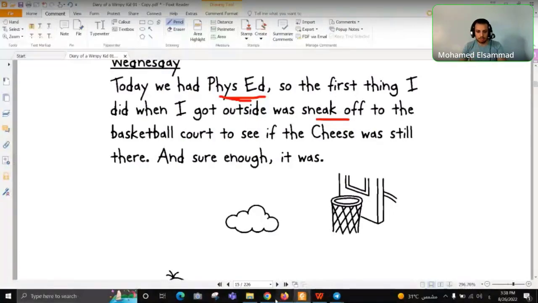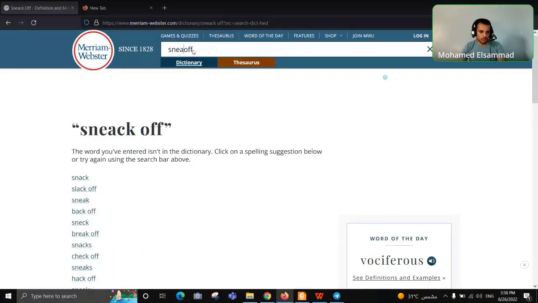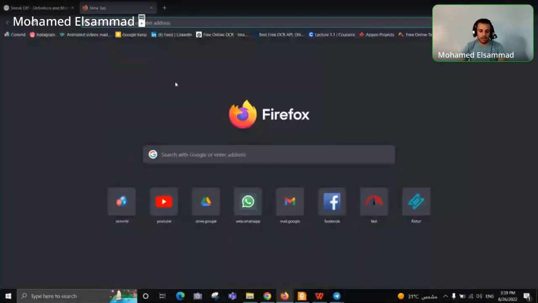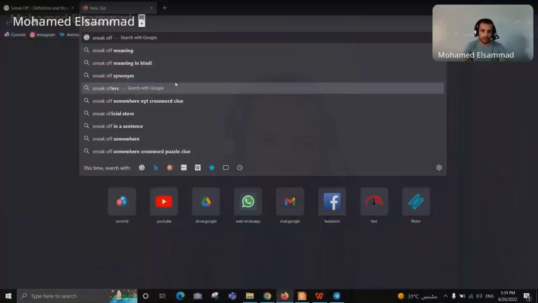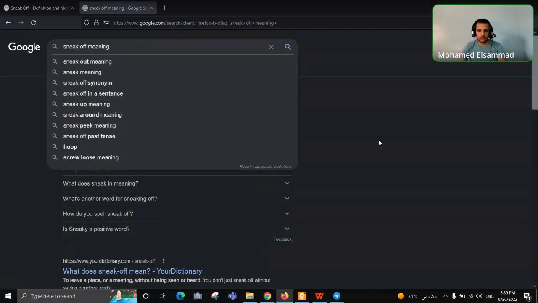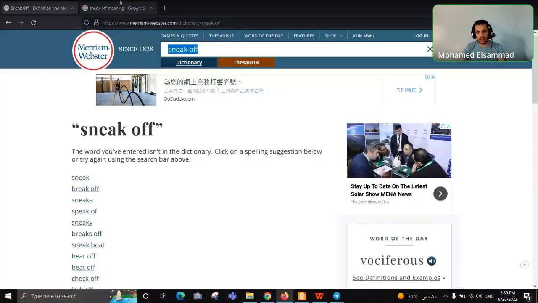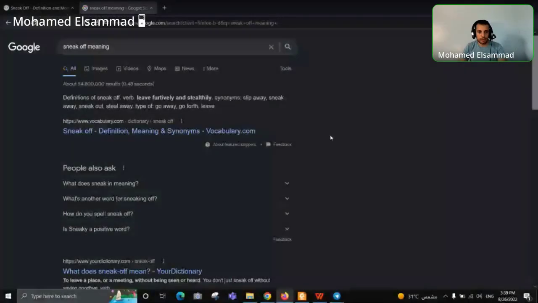So let's get another meaning for sneak off. If you don't know what sneak off means, very important guys, if you cannot find a word or an expression and its meaning, you just put it in Google. If you can't find the meaning of a word or expression in English, the dictionary doesn't give idioms or expressions, so you write sneak off meaning. I'll get you the definition right away.